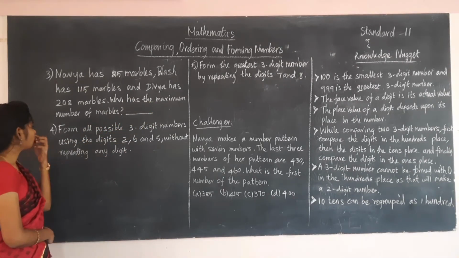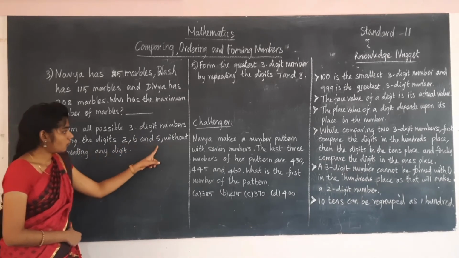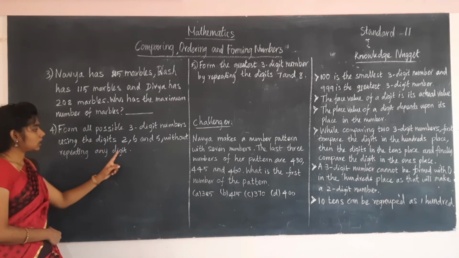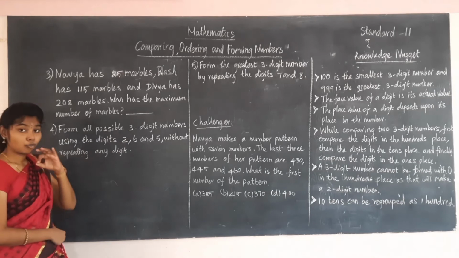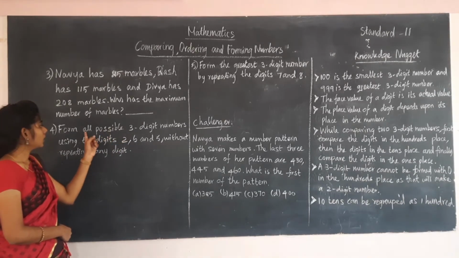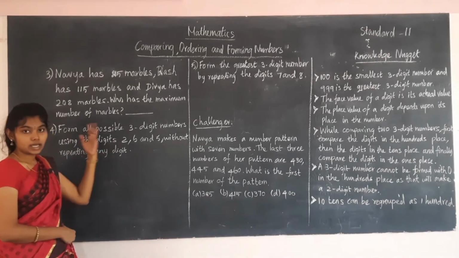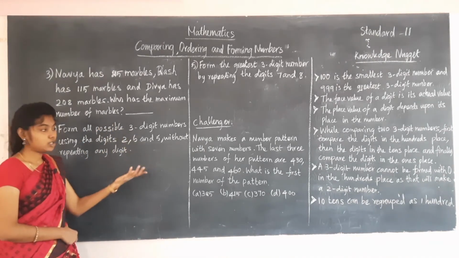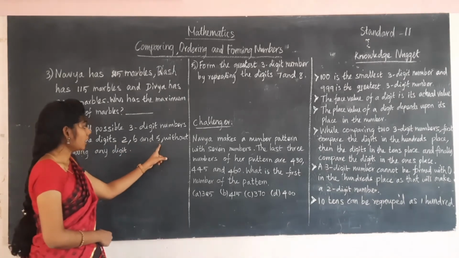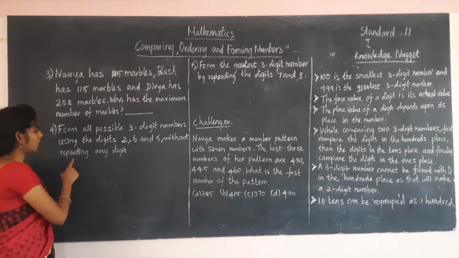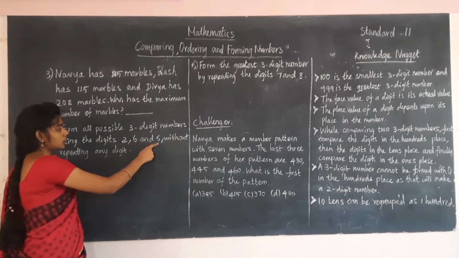And the next one is: form all possible 3-digit numbers using the digits 2, 6 and 5 without repeating any digit. So here what they have asked, we have to form a 3-digit number with all the possibilities. What are the possibilities? We have to make that. So we have seen an example of how to form a 3-digit number. Here we have to use 3 numbers, that is 2, 6 and 5, and we should not repeat any of the digits given here.